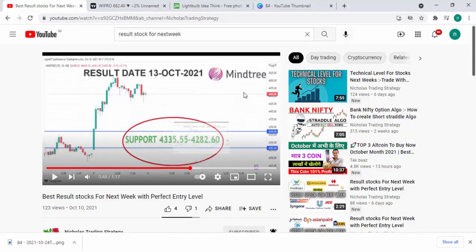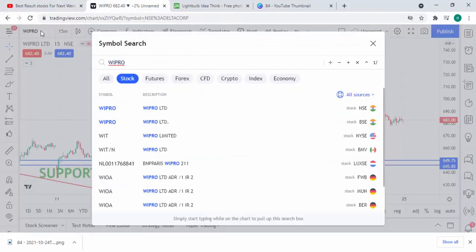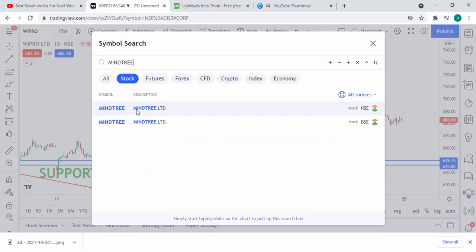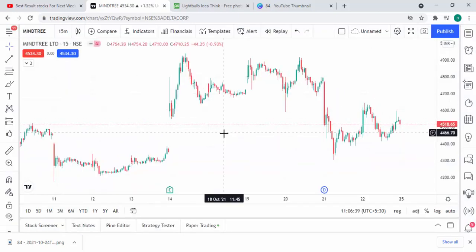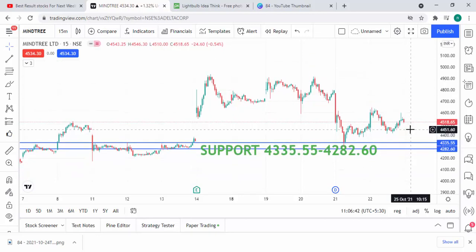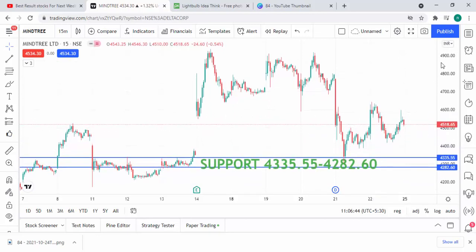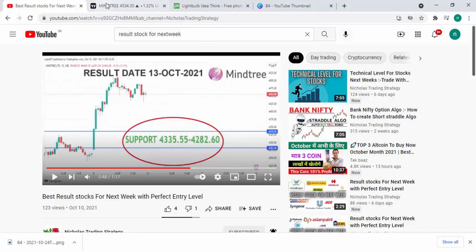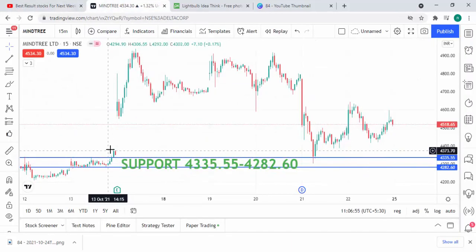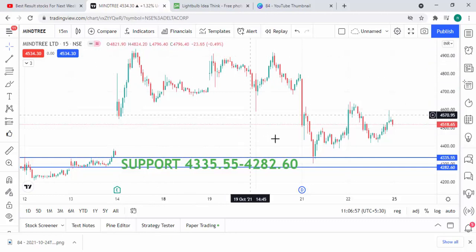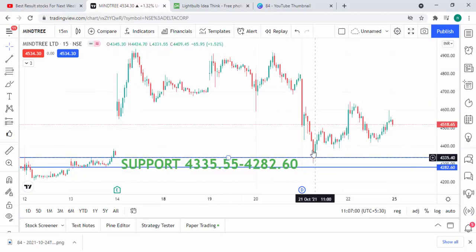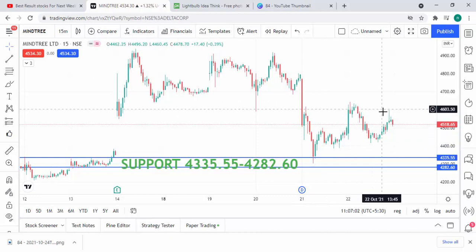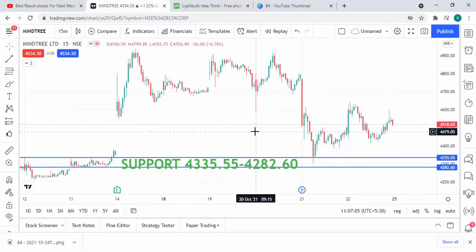Next stock is Mindtree. Mindtree, you can see the candle is closing above the level, then it's going up. The result day is 13th. On the 13th day the candle is closing above the level. The next day it's going up. Again you can see it comes down and touches the same level, and again it's going down. The level is working perfectly.